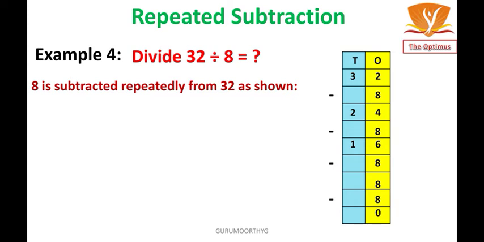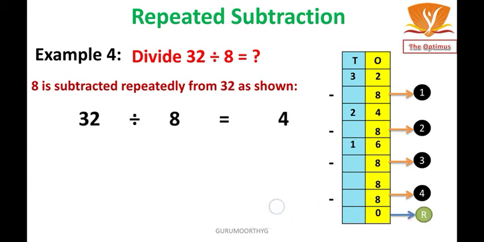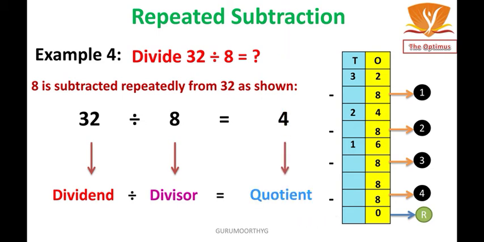Step 2. Next I am going to count the number of 8s. That means how many times 8 is subtracted from 32? 1, 2, 3, 4. Yes, 4 times. That means 4 is quotient. Next I am going to write it in division equation: 32 divided by 8 equals 4. Here 32 is dividend, next division symbol, next 8 is divisor, next equal symbol, and 4 is quotient. Here remainder is 0.